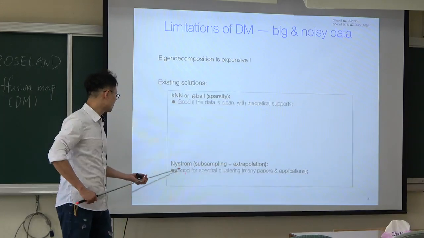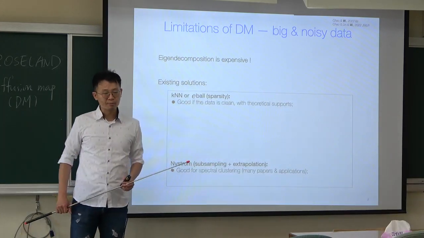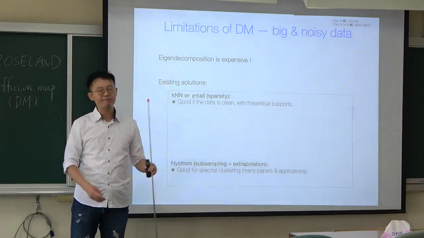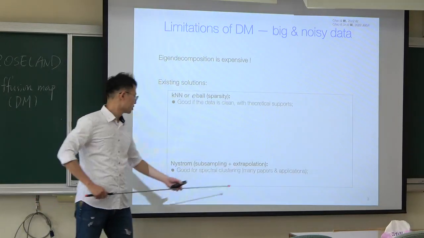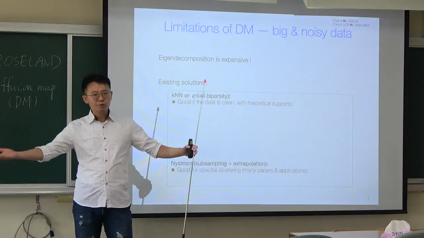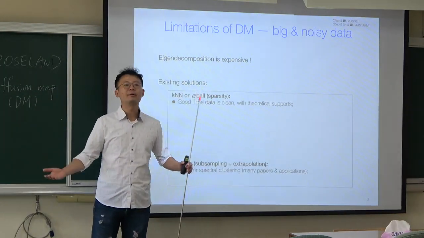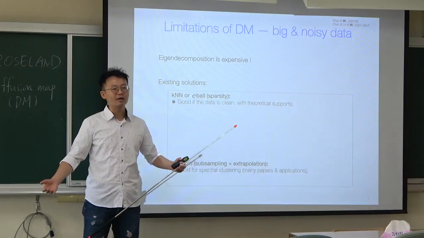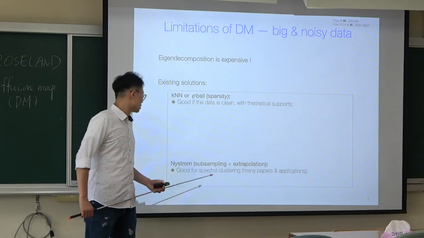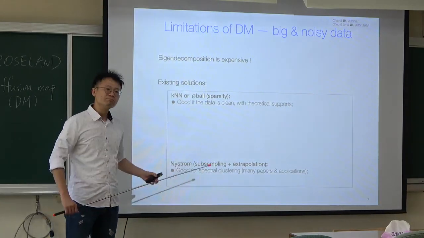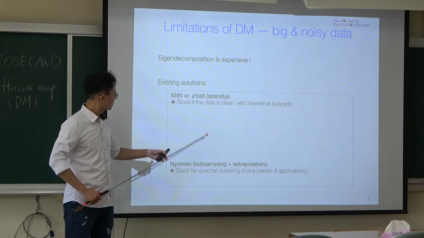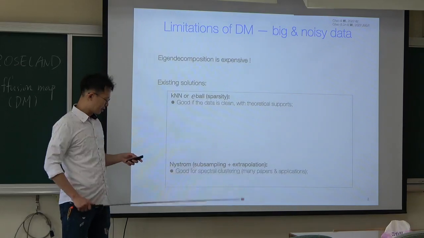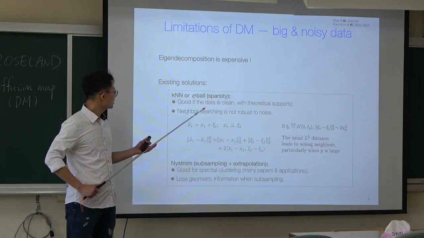This approach is good for spectral clustering, because in spectral clustering we only need to recover the first few eigenvectors. But we will lose some geometric details, because we need higher order eigenvectors and eigenvalues to recover the geometry. So these two methods, well, this one sounds good, and this one has some limitations. But is this really good in the end? Not really.